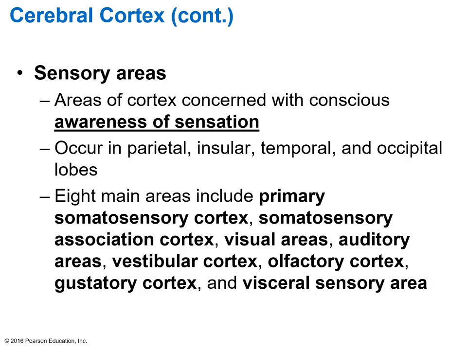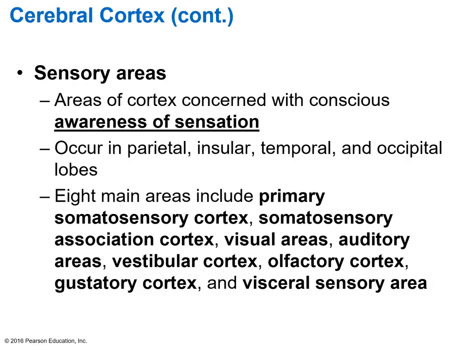The primary somatic sensory cortex, the somatic sensory association cortex. Now that, by the name alone, should start to tell you, okay, initial information is coming into the primary somatic sensory. Somato tends to refer to voluntary, conscious awareness of things. So you stick your hand on a sharp object. That's going to go to the primary somatic sensory. Ooh, pain.